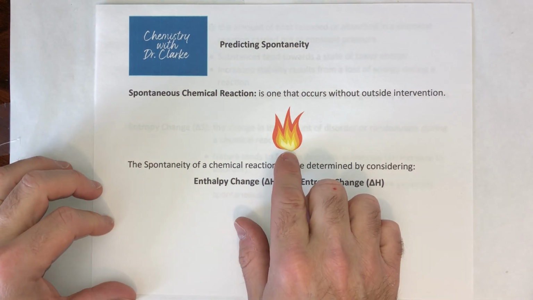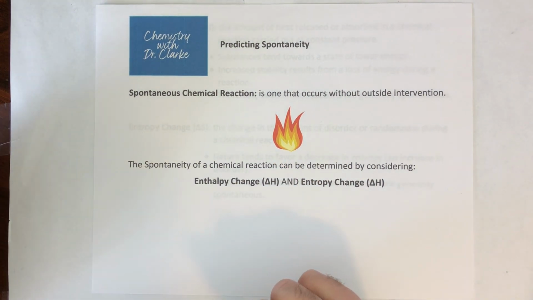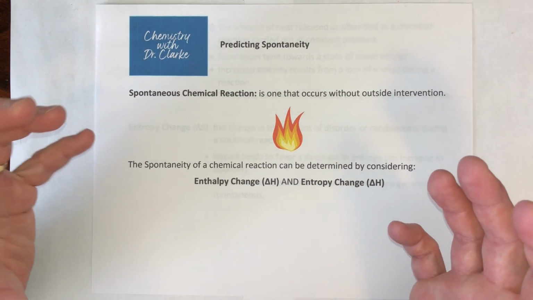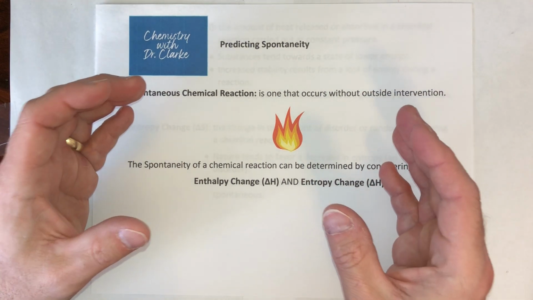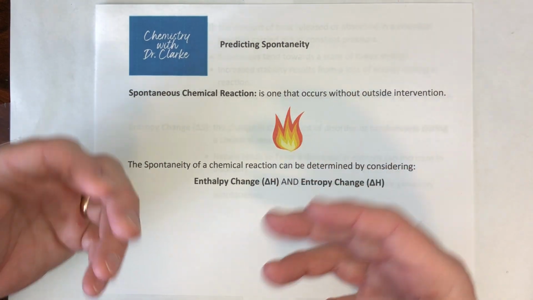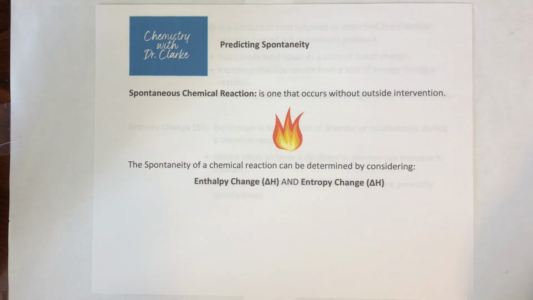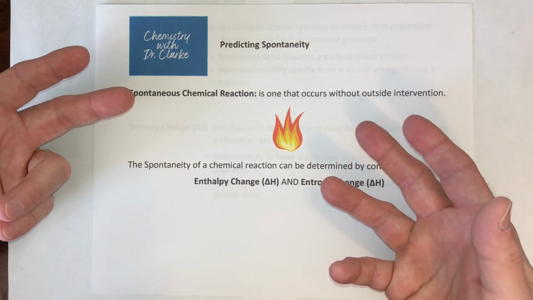And the reason why I have a picture here of fire is because combustions, for the most part, tend to be spontaneous. Think about if you have some wood and you're going to build a campfire. Once you light it and you start it burning, it will just naturally keep burning, right? You don't have to do anything to keep it burning. Once it starts, it just burns.